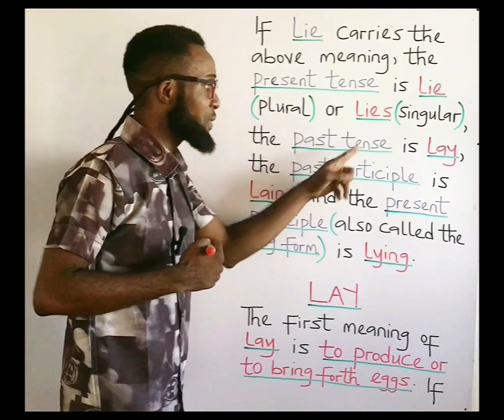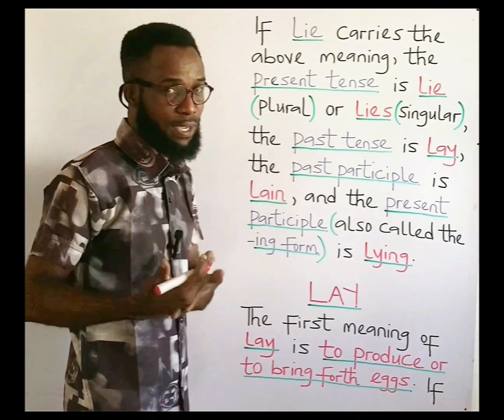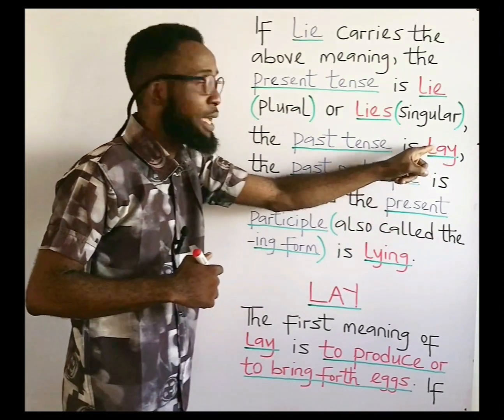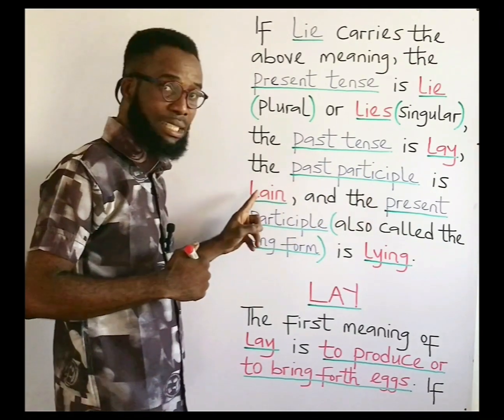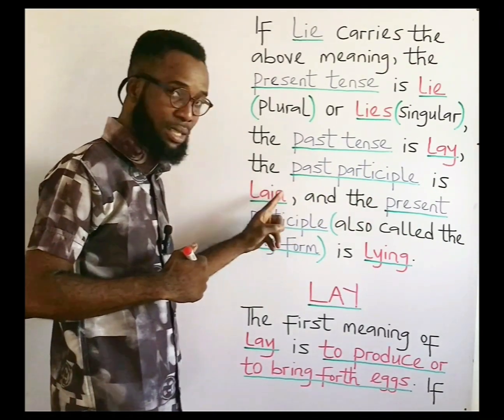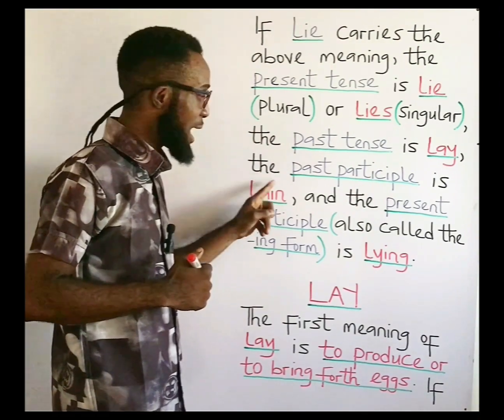The past tense is lay, spelled L-A-Y. The past participle is lain, spelled L-A-I-N.